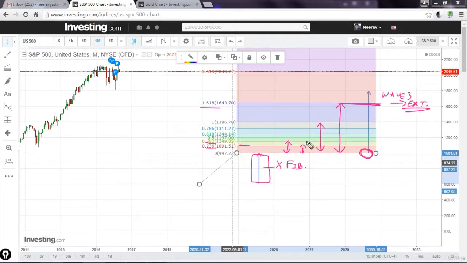Once again I repeat, we have calculated the length of the first wave, we have multiplied that length with the Fibonacci ratios, and then we have projected those ratios from the starting point of wave 3. And if the mark of 1.618 is crossed, then we say that wave 3 is extended. So this is the concept here.